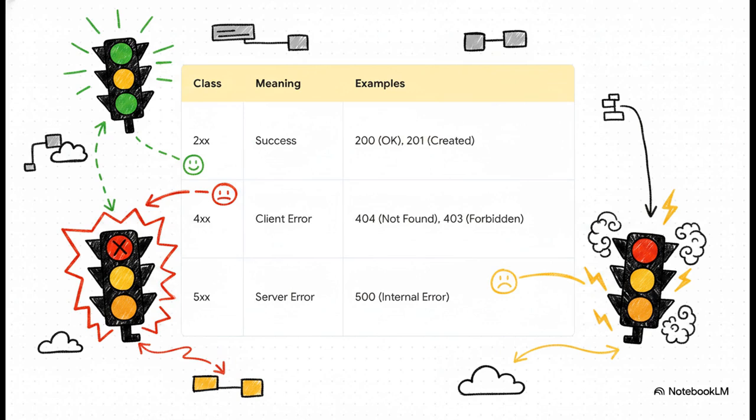A code in the 200s, that's a green light, success, everything worked. A 400-level code means the client messed up somehow. Maybe you asked for something that doesn't exist. And a 500-level code, that means something broke on the server's end. It's not you, it's them.